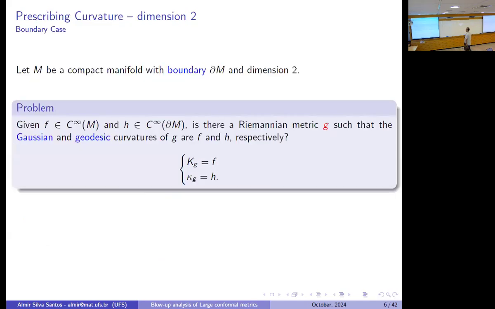What about the boundary case, when the boundary is not empty? So we start with a compact manifold with boundary in dimension 2, and we are given a function on the manifold and another one on the boundary. Is there some Riemannian metric such that the Gaussian curvature of this metric is f, and the geodesic curvature is the other function? You can study this problem in the general case and in the conformal case.